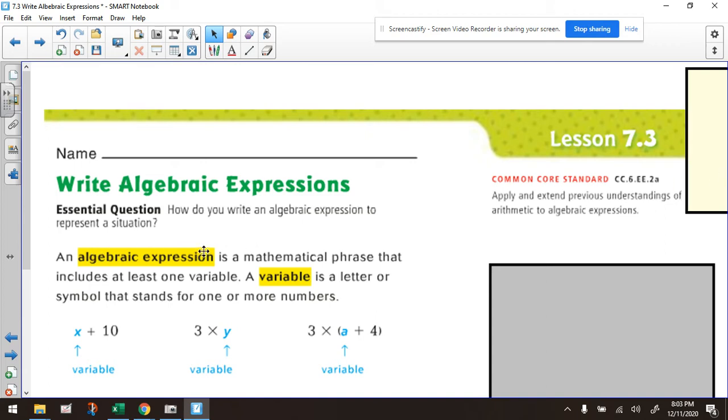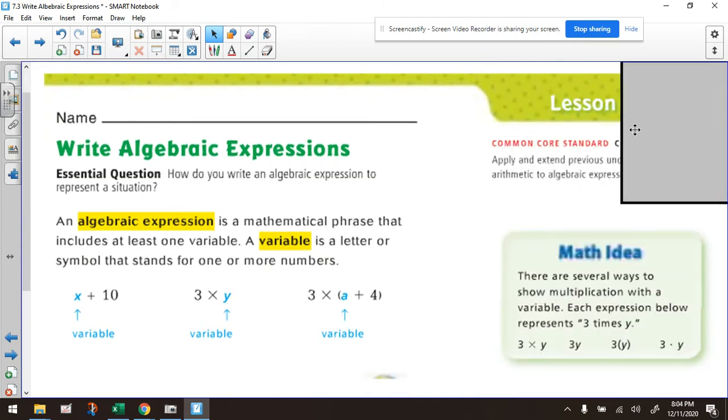An algebraic expression is a mathematical phrase that includes at least one variable. A variable is a letter or symbol that stands for one or more numbers. So these are all algebraic expressions. Why? Because we have a variable here, we have a variable here with the y, we have a variable here with the a, and those are holding the place for a number.